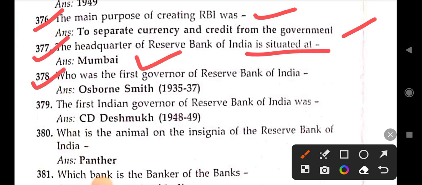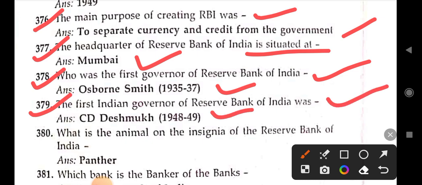Who was the first governor of the Reserve Bank of India? Osborne Smith, 1935 to 37. The first Indian governor of the Reserve Bank of India was C.D. Deshmukh, 1943 to 1949. What is the animal in the insignia of the Reserve Bank of India? Panther.